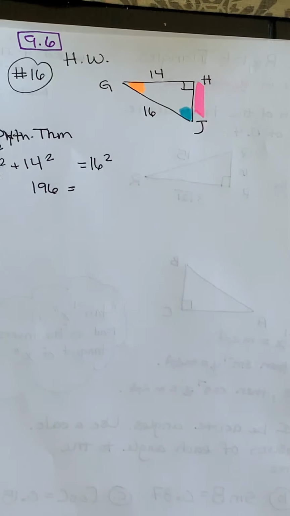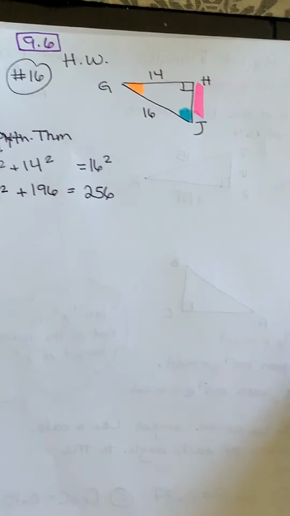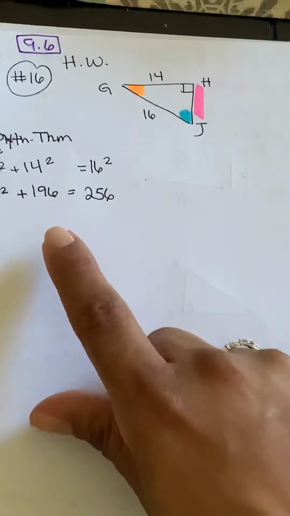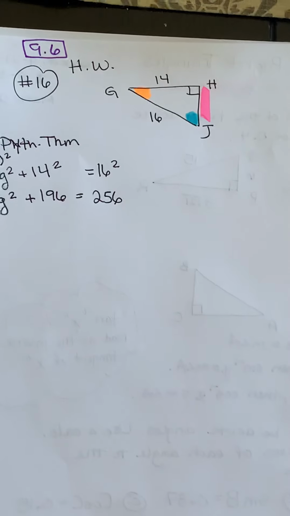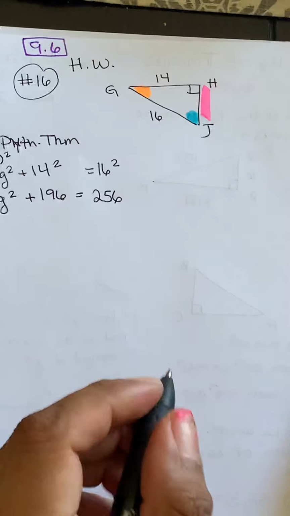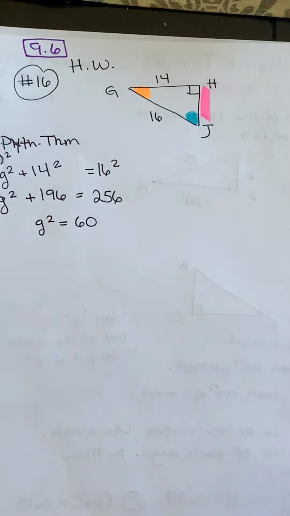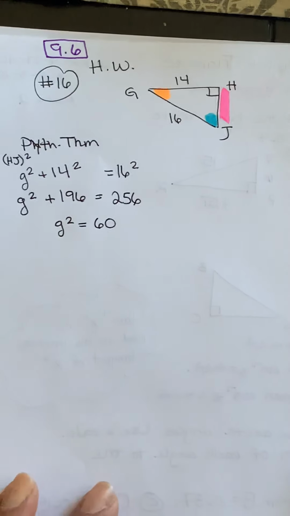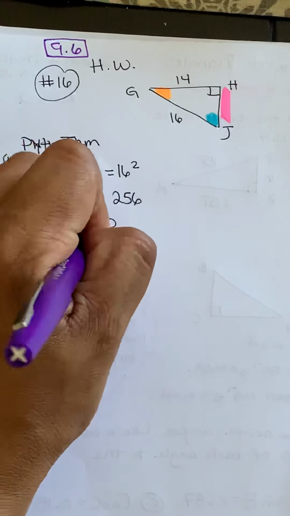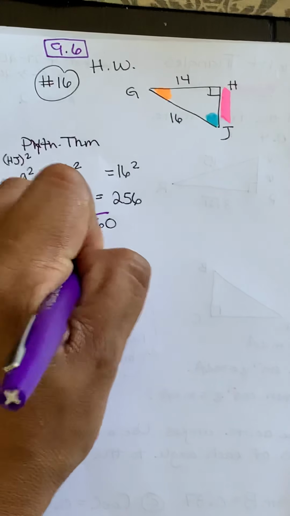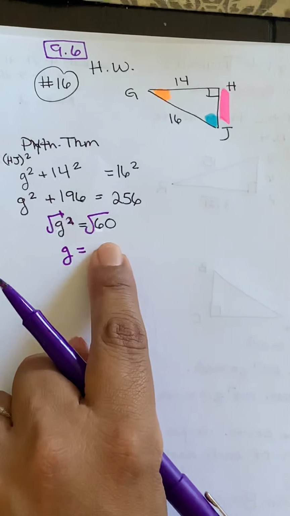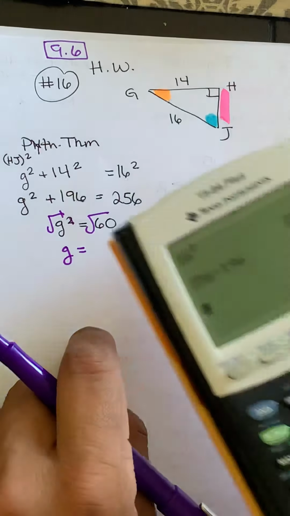16 squared is 256. And now we're trying to solve for g. So let's go ahead and subtract 196 from 256. And then you know the drill, you take the square root. Now, square root of 60, I'm going to plug that into my calculator.